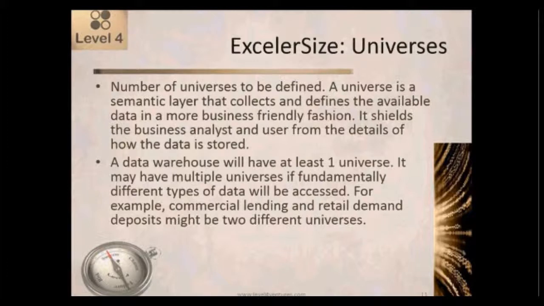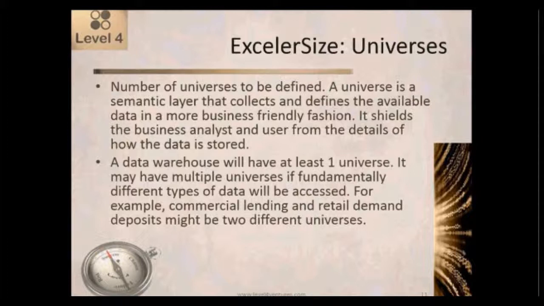So basically the universe insulates the people writing the reports and doing the data access from the structure of the data underneath. A data warehouse will typically have at least one universe. It may have multiple universes if there's fundamentally different types of data that are going to be accessed. For example, we may have commercial lending and retail demand deposits as two different clusters of data within the data warehouse.